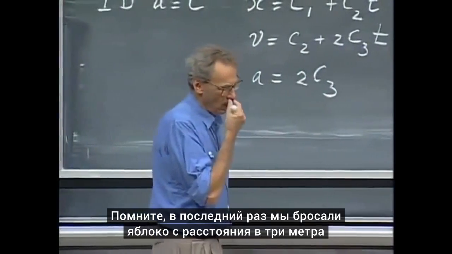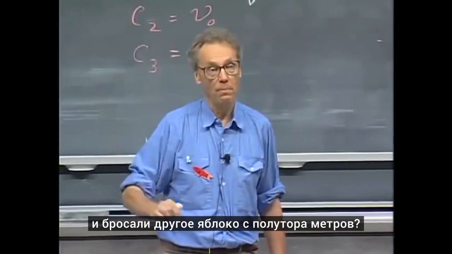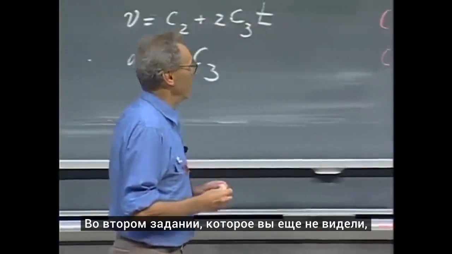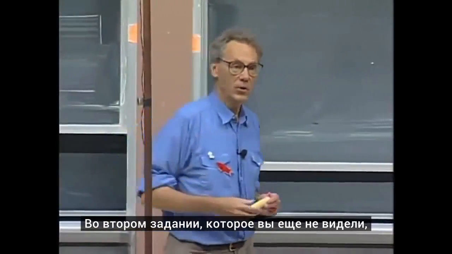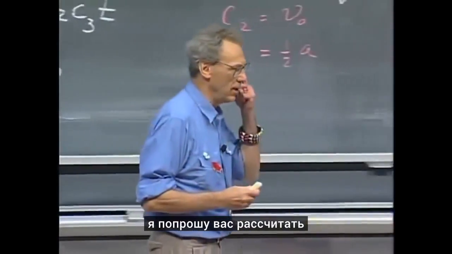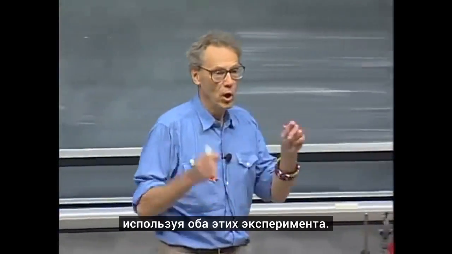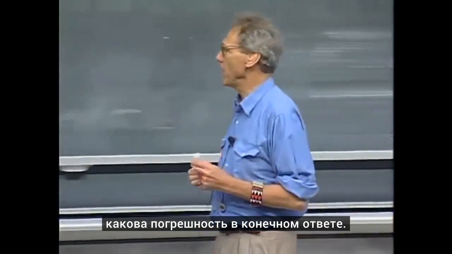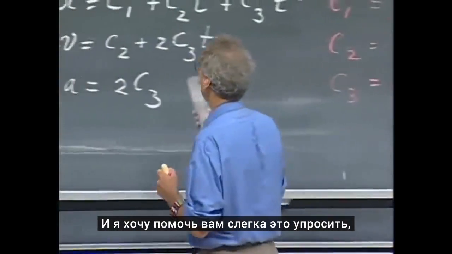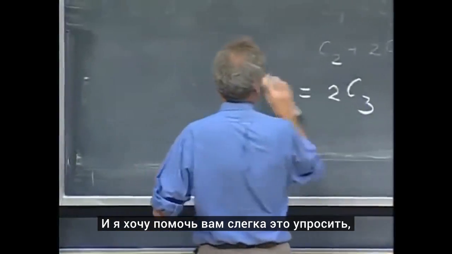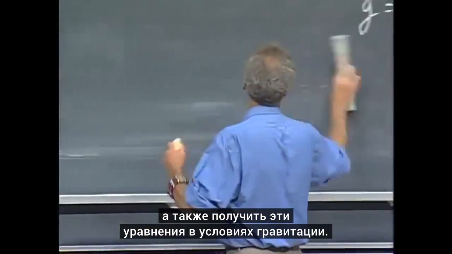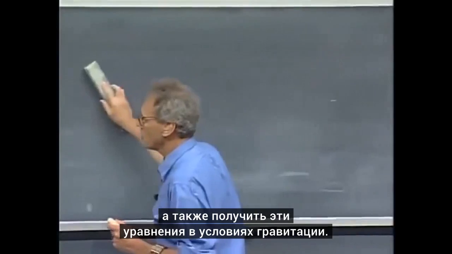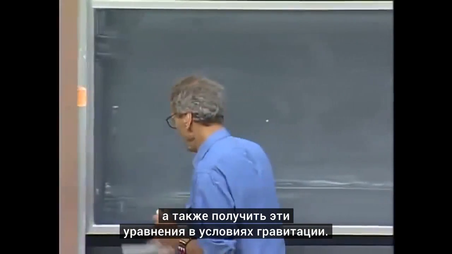Remember last time we dropped an apple from 3 meters and we dropped another one from 1.5 meters. And in your second assignment, which you haven't seen yet, I'm asking you to calculate the gravitational acceleration using both experiments. And of course, I want you to also tell me what the uncertainty is in your final answer. And I'd like to help you a little bit to set it up and also to get these equations in terms of gravity.